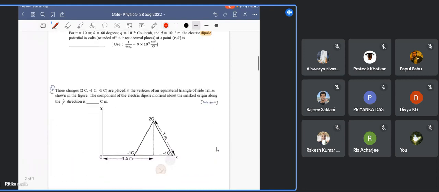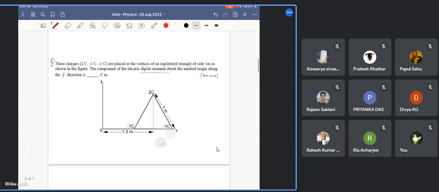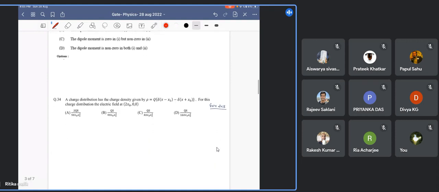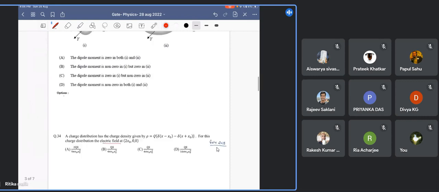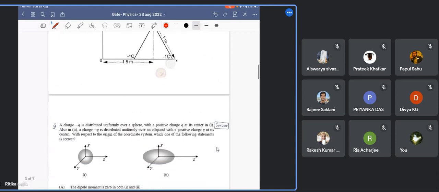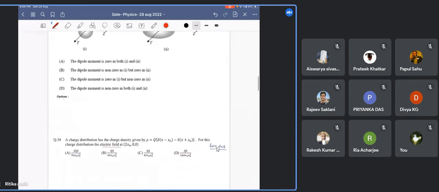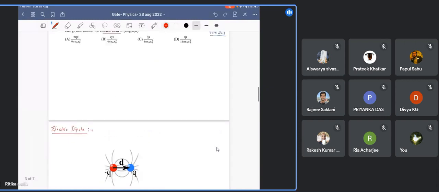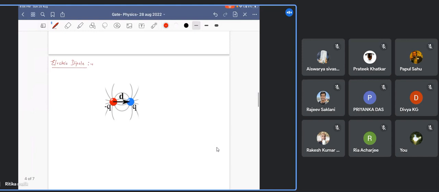In the second combination, the charges again form an electric dipole, but in this case we have to find the electric dipole moment. The third question is also regarding the electric dipole moment, and the fourth question says we have to find the electric field due to the dipole moment. These questions were coming in previous years: 2019, 2017, 2015, and then 2013. So we will do those questions once we understand the concept of electric dipole clearly.